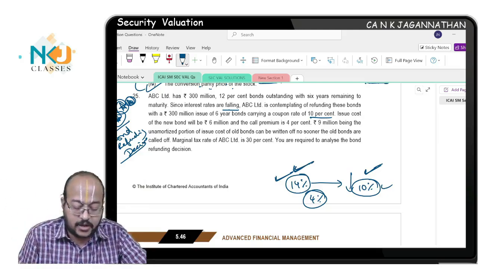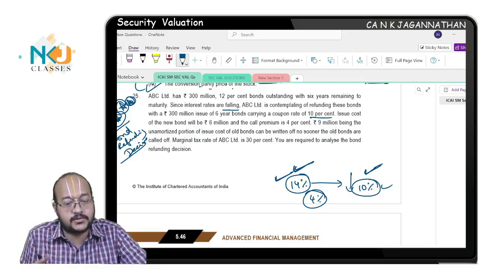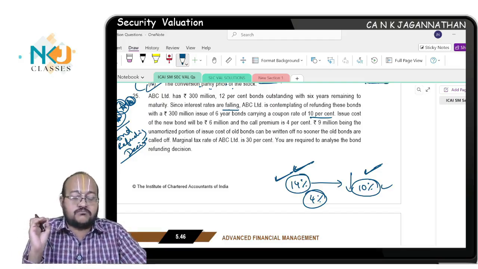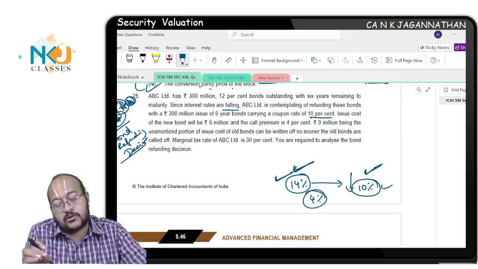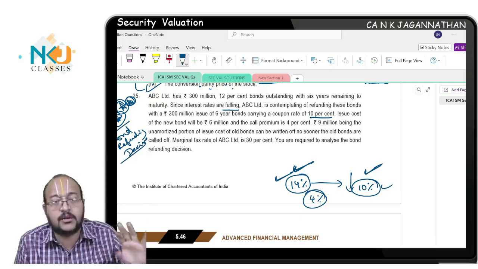Now, what is the question here? You have to do the cost-benefit analysis and decide whether to call back the old bonds and issue these new bonds or not. This is the question to be answered. How to compute the NPV? Very simple. You calculate the total outflow, the initial outflow.